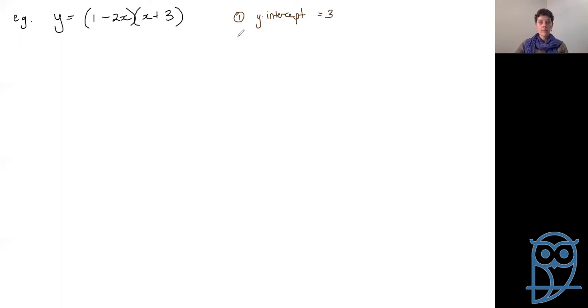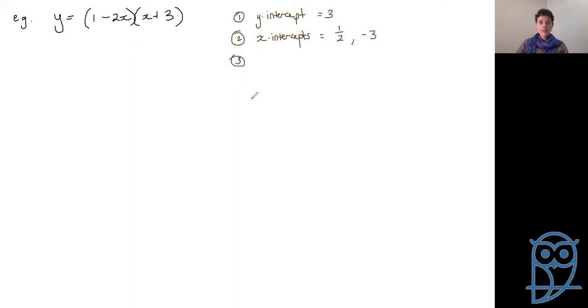Our x-intercepts. Well, we've got two brackets. Each of them can be equated to 0. So from our first bracket, we would have x equals a half. From our second bracket, we'd have x equals minus 3.